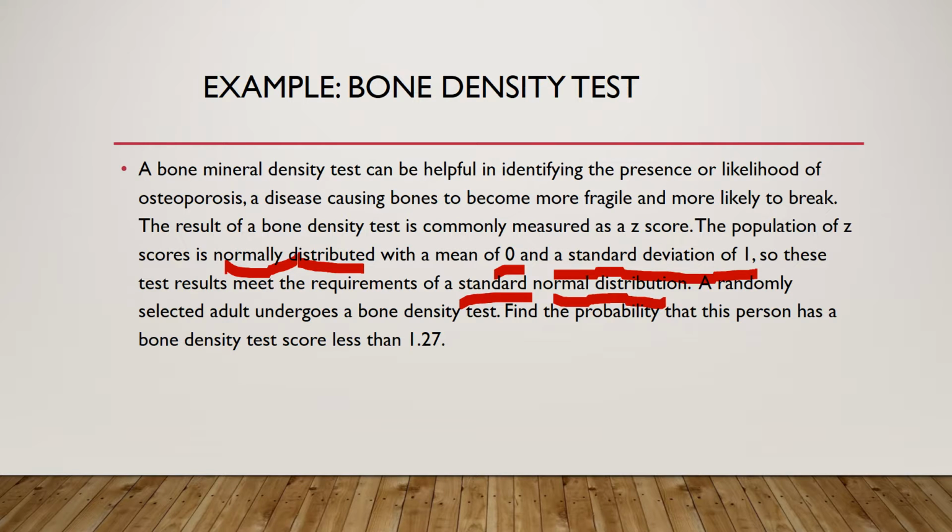So a randomly selected adult undergoes a bone density test. Find the probability that this person has a bone density test score less than 1.27. So we have to find the area under the curve that represents a test score less than 1.27.